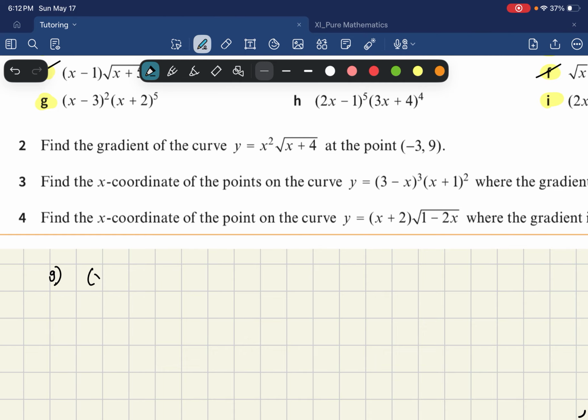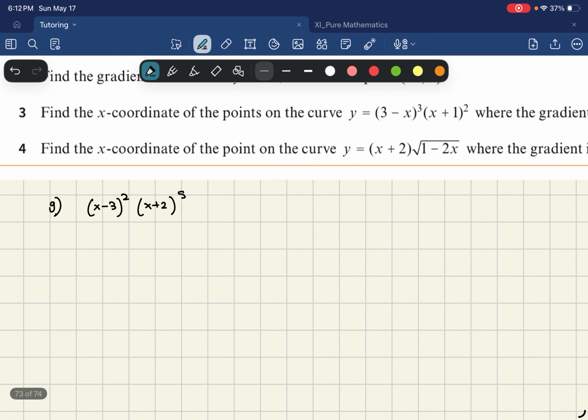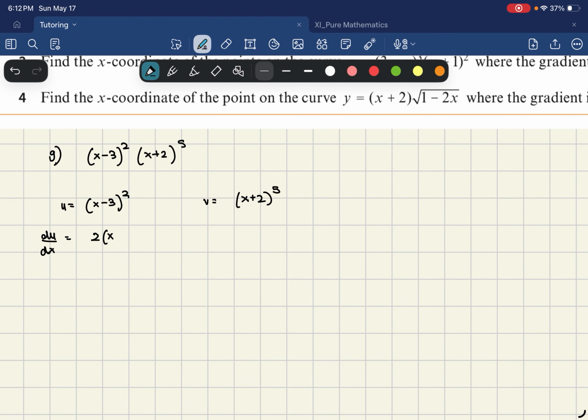So you have (x minus 3) squared times (x plus 2) squared. So let's use the UV method. If I say u is (x minus 3) squared, du by dx is just 2(x minus 3). So I'm using two different methods here. As you've seen, I'm doing it directly as well, or I'm separating it out. Whichever you find easier, you can use. And you can use the chain rule to do the differentiation. This is something we have done before, so I'm just going to do it very quickly.